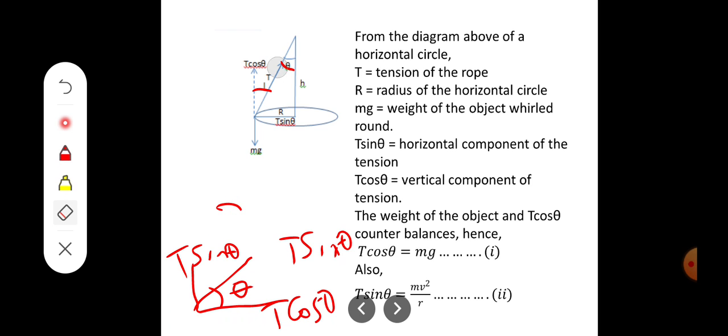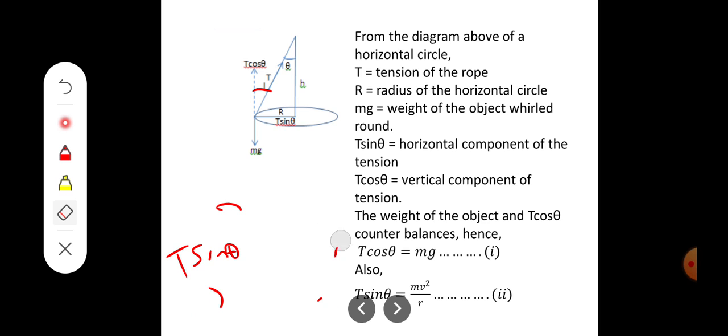Okay, so let's rub the whole of this up as we continue. Okay, so you can now see that here the weight of the object and t cos theta counterbalances according to law of equilibrium. Okay, so hence t cos theta equal to mg. Then also t sine theta is equal to mv squared over r. Mv squared over r is actually centripetal force or centrifugal force. The centrifugal force always acts this way. That thing that keeps a circle moving round, and it is equal to t sine theta.